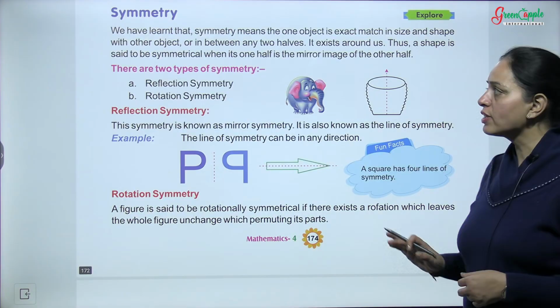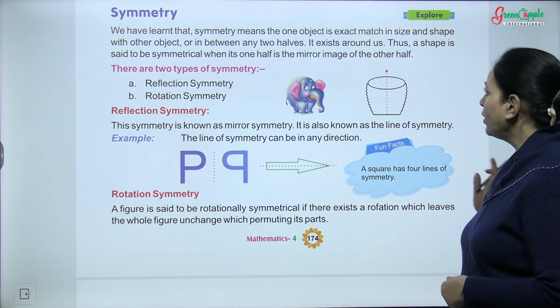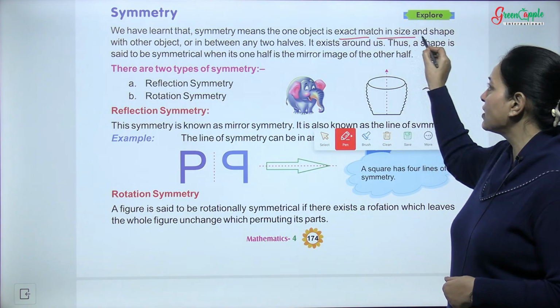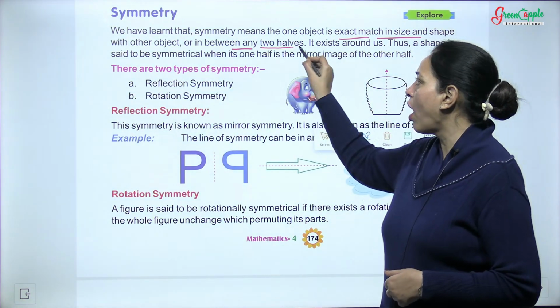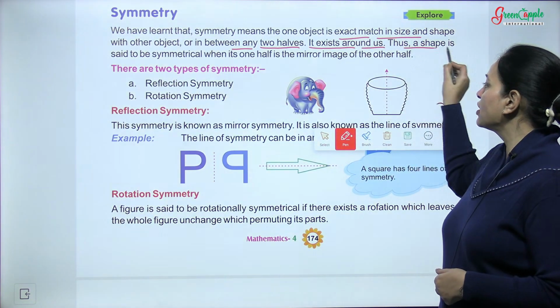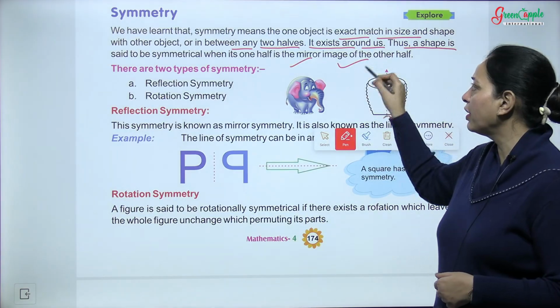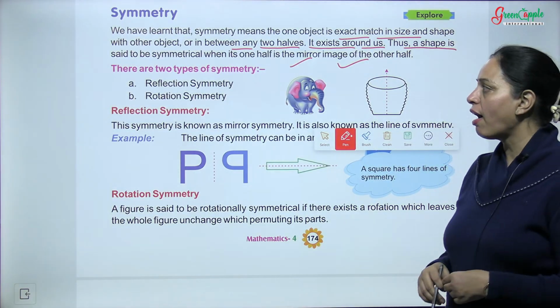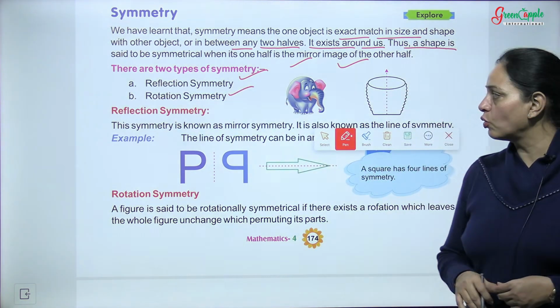Now we are talking about symmetry. We have learned that symmetry means one object exactly matches in size and shape with the other object, or between any two halves. It exists around us, so a shape is said to be symmetrical when one half is the mirror image of the other half. Now there are two types of symmetry, one is reflection, the other is rotation.